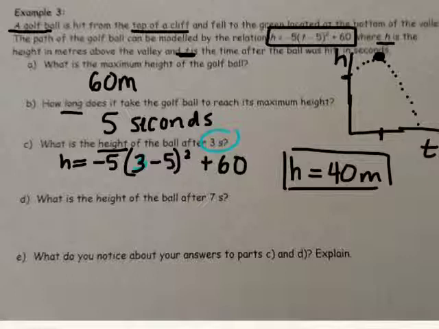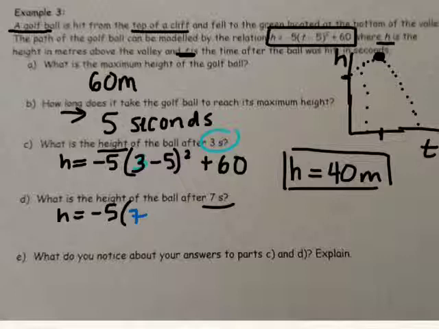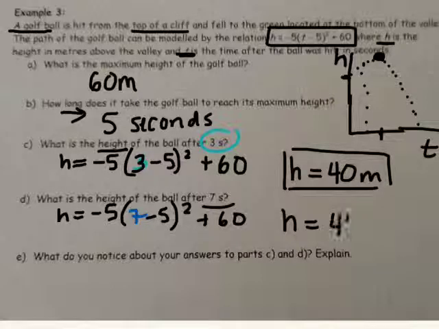It still hadn't reached its maximum height yet, right? It reached its maximum height at 5 seconds. So at 3 seconds, it was somewhere around here, below the maximum height. What about after 7 seconds? Same thing. Plug in 7 for T and solve for the height. Good. After 7 seconds, it's also at 40 meters.